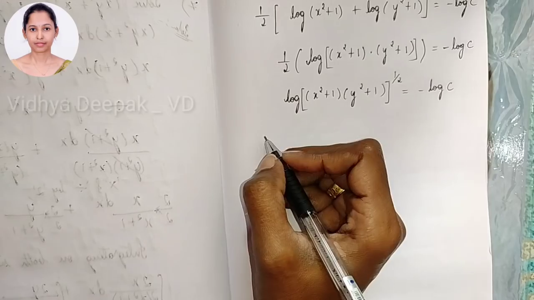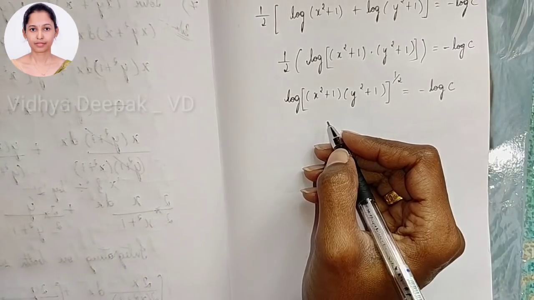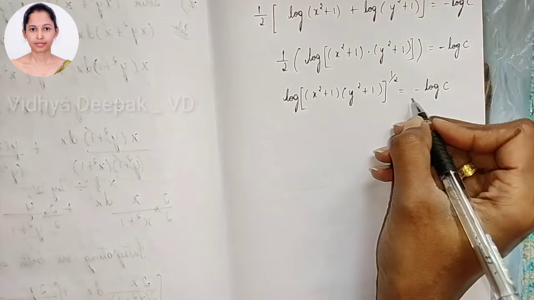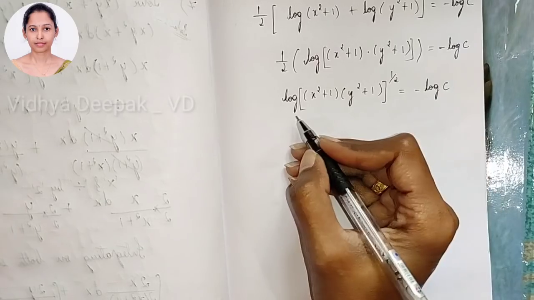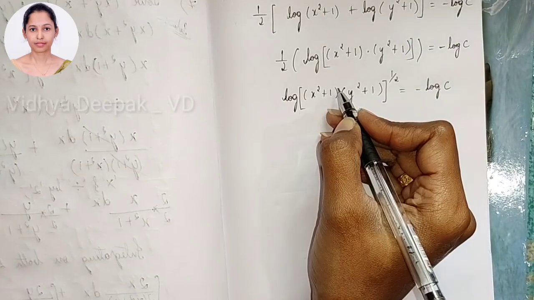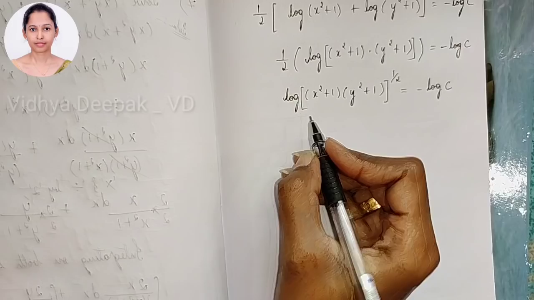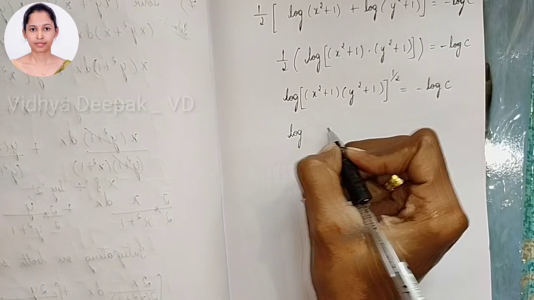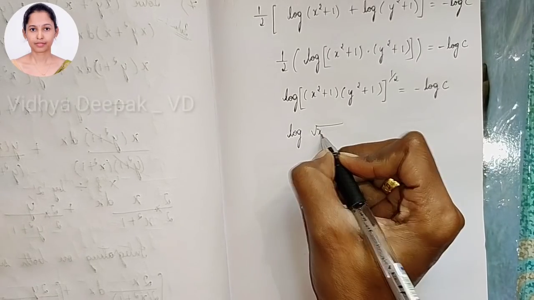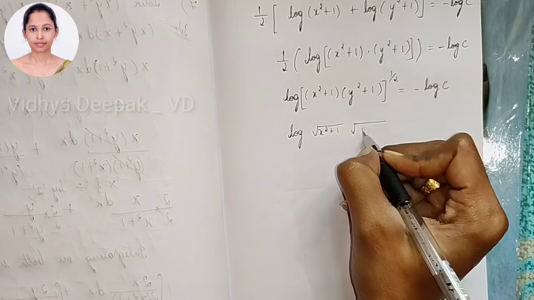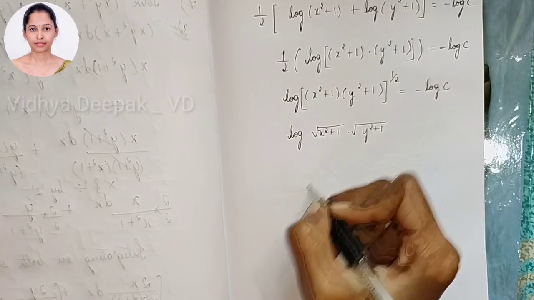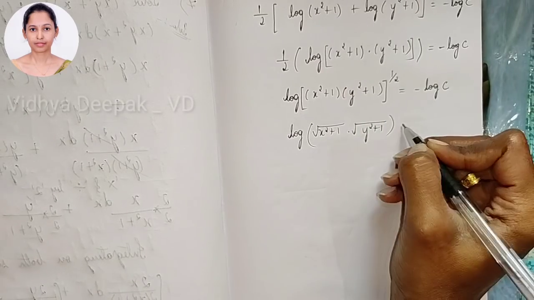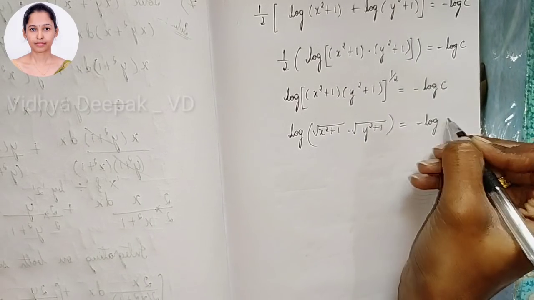So here, now this is in the logarithmic form. Log base e of m is equal to a. This can be written as e to the power of a is equal to m, right? Okay, I'll distribute this half inside. What do I have? I can write this as log of root of x square plus 1 into root of y square plus 1. Power 1 by 2 is nothing but square root of, right? That I wrote is equal to minus log c.